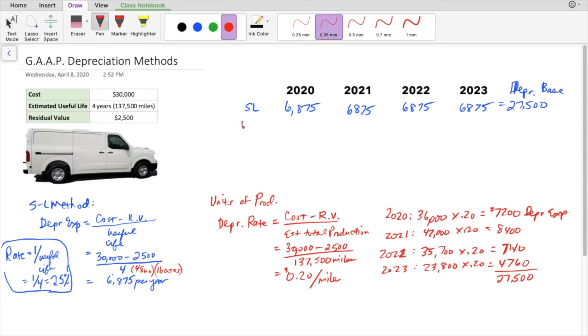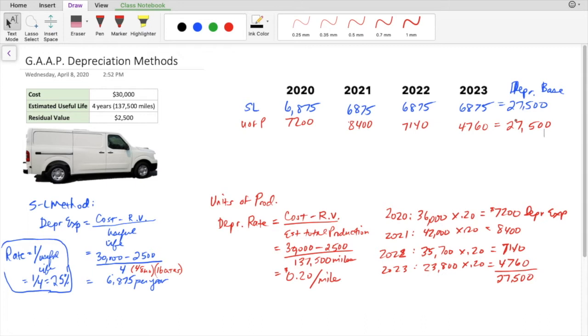So for units of production, in 2020, it was 7,200. 2021, 8,400. 2022, 7,140. And 2023, 4,760. And so in total, just like straight line, how much did I depreciate? 27.5, which is my depreciable base. The 30,000 in cost minus the residual value.